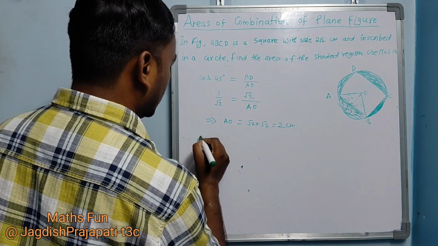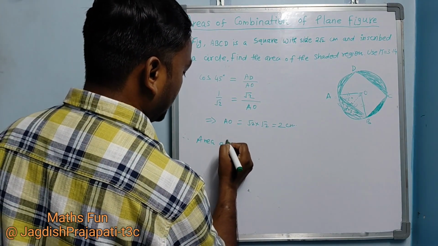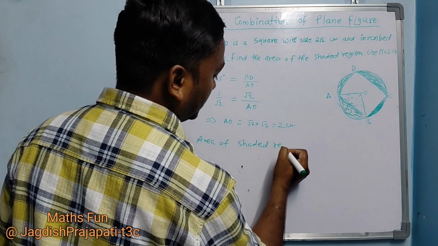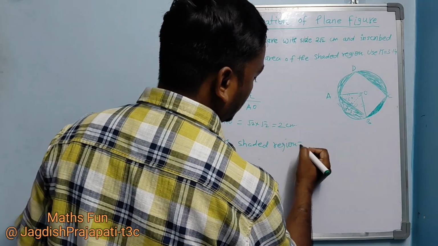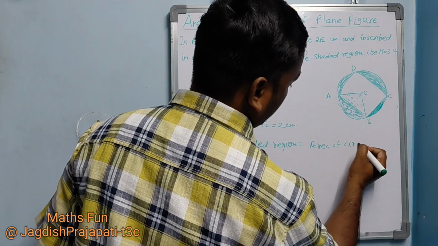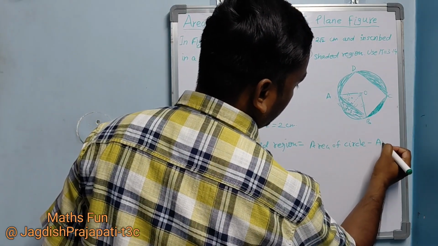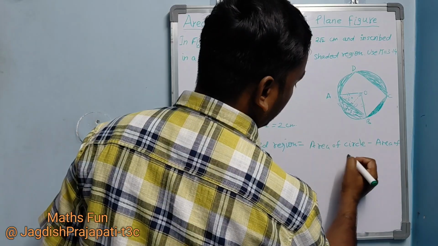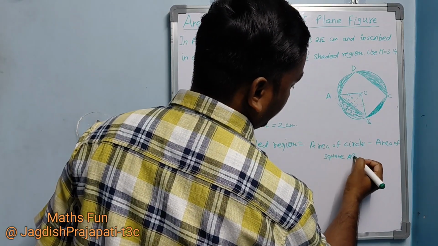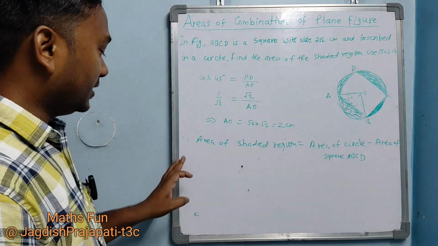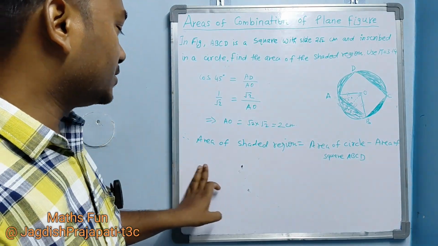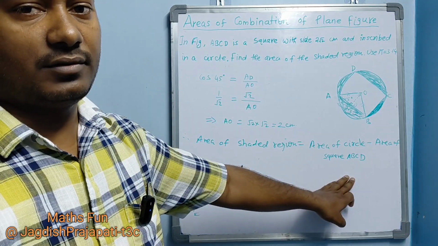Okay, therefore area of shaded region will be area of circle minus area of square ABCD. You have to write this line compulsory. This is a must to write this line.